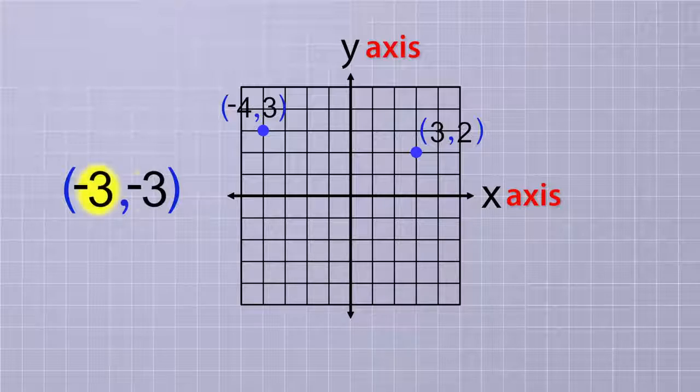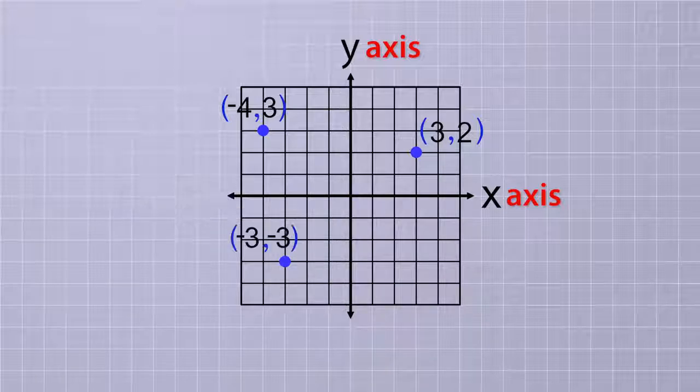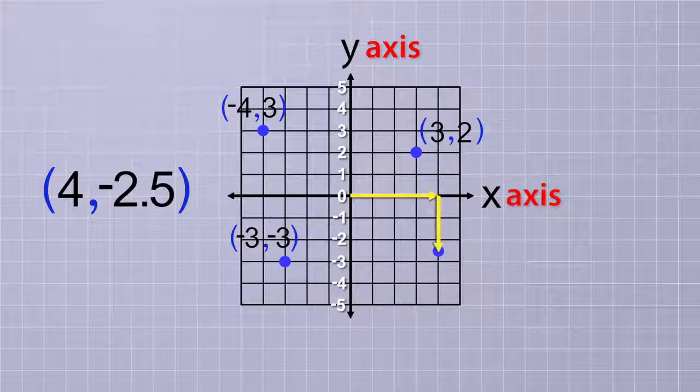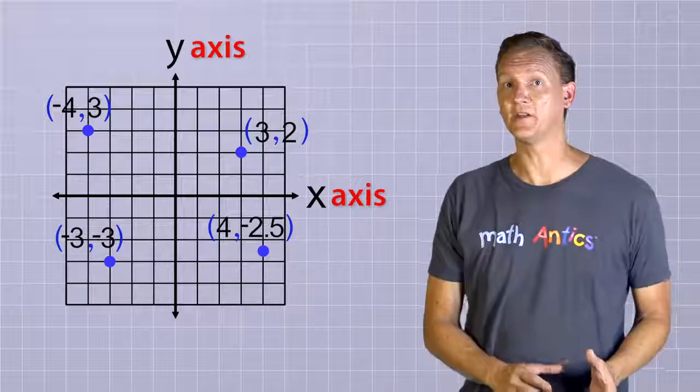Now, let's plot the coordinates (-3, -3). In this case, x and y are both negative, so starting with a point at (0, 0), we move it 3 units in the negative x direction and then 3 units in the negative y direction. And last, let's plot the coordinates (4, -2.5). Starting at (0, 0), we move the point 4 units in the positive x direction and then 2.5 units in the negative y direction. Okay, so we've plotted 4 ordered pairs the easy way.